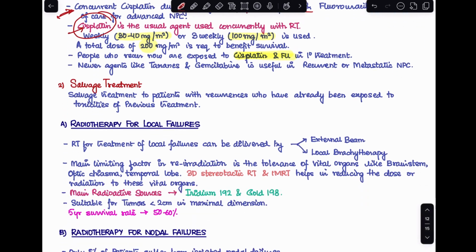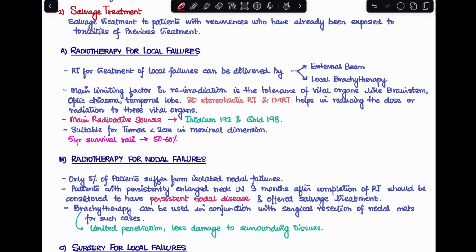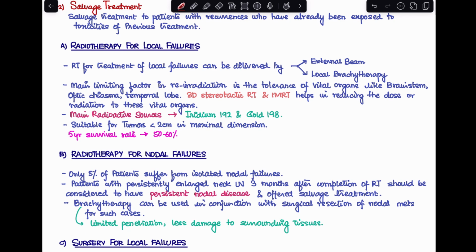Now let's look at salvage treatment. Who are the patients who require salvage treatment? These are patients who have recurrences after primary treatment has already been done. So we'll divide it into different parts. Now, say there is a local failure. In that case, we can do either radiotherapy or surgery, even for nodal failures. So first, let's discuss radiotherapy for the local failures. In these cases, we deliver it by external beam radiotherapy or local brachytherapy.